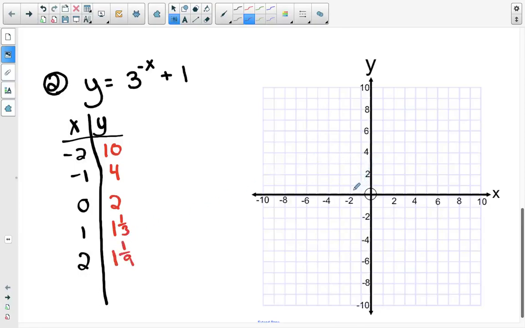Okay. So -2, 10 is right there. -1, 4 is right there. 0, 2 is there. 1, 1 1/3 is there. 2, 1 1/9. And they're going to keep getting closer and closer. This time the asymptote is going to be the line y equals 1. Yeah, it's going to get closer and closer there.